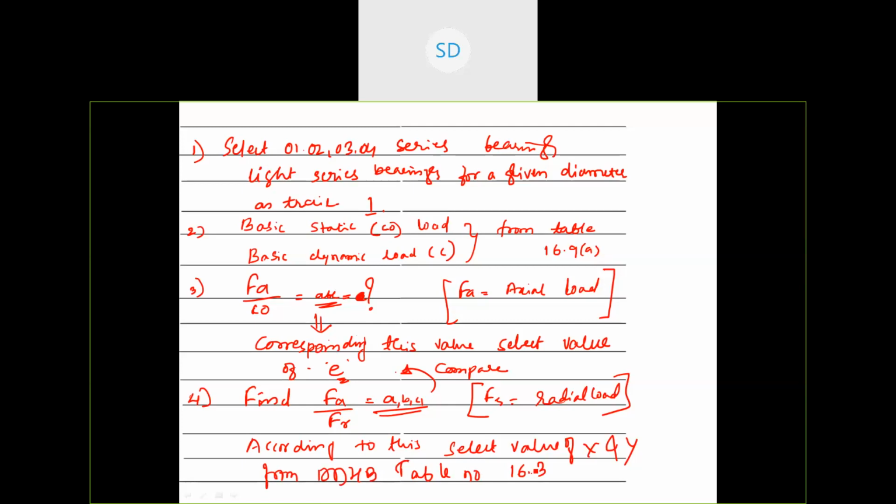What is the next thing? The next step is to calculate the equivalent load. This is P equal to X V FR plus Y FA, into CS.